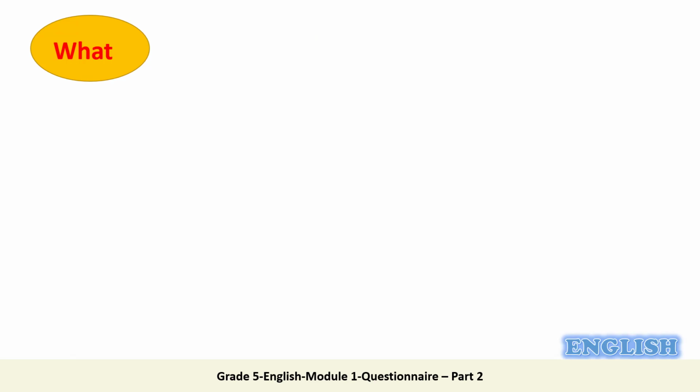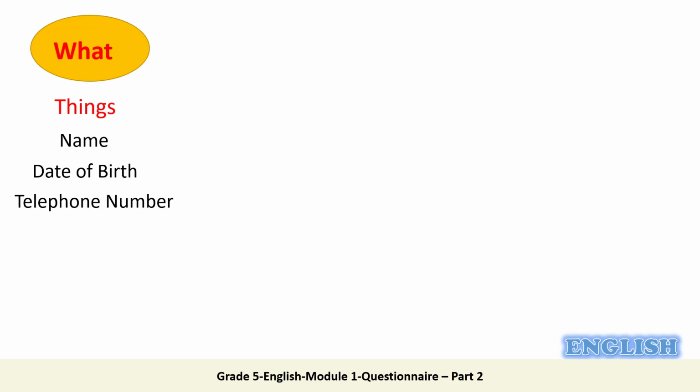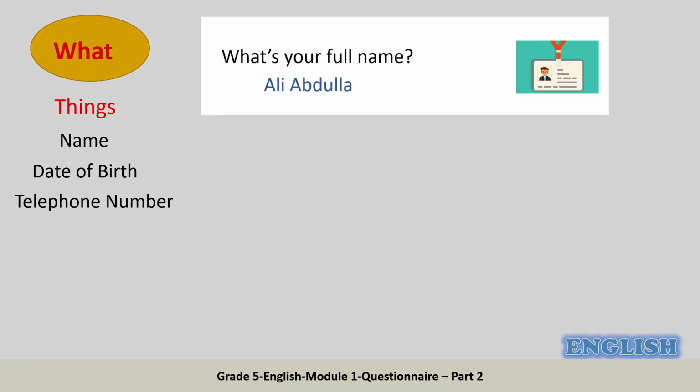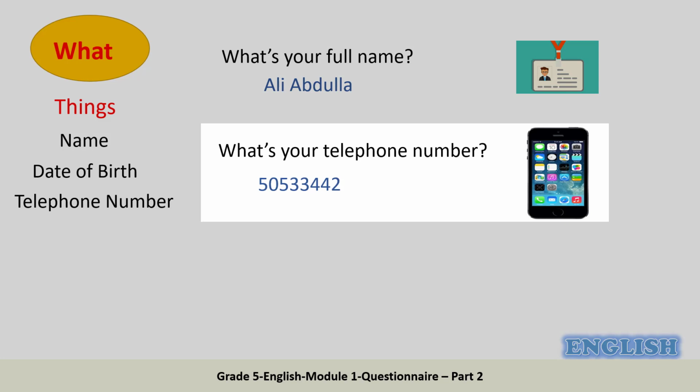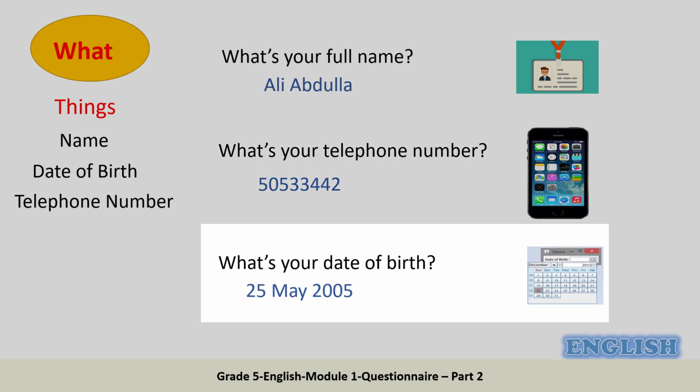The first question word is what. This question word is used to ask for things, like a name, a date of birth, or a telephone number. Examples: what's your full name? To ask about a person's name, like Ali Abdullah. What's your telephone number? To ask about a telephone number, like this one. What's your date of birth? To ask about someone's date of birth, like 25 May 2005.